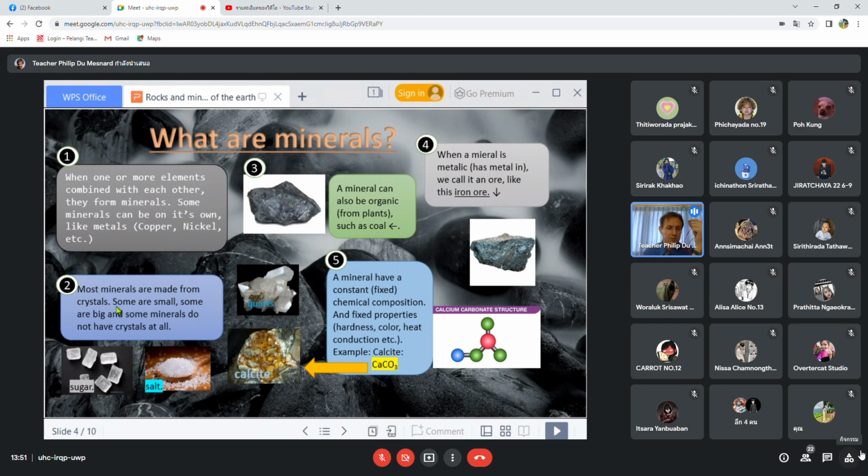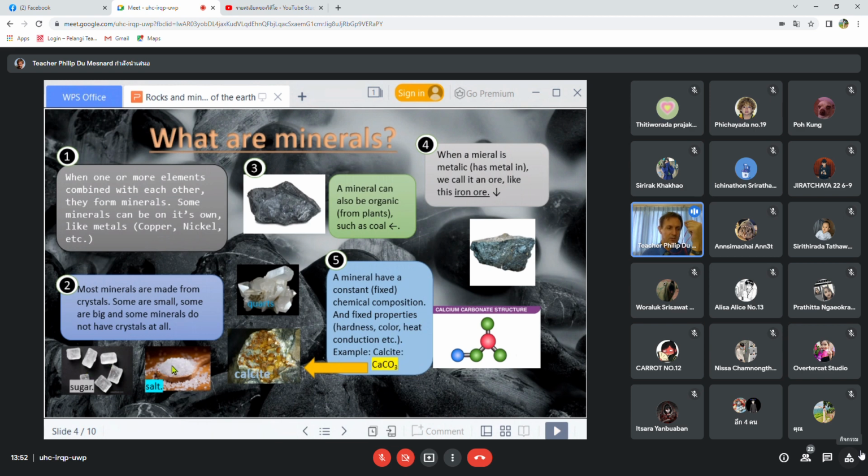Okay, so then a mineral is made up of a crystal. And we get some small crystals, big crystals, but some rocks don't have any crystals at all. Here are some pictures of crystals. So these are quartz crystals. Here are some calcite crystals, which is a kind of rock. Here are some salt crystals, and here are some sugar crystals. And we can eat these ones.